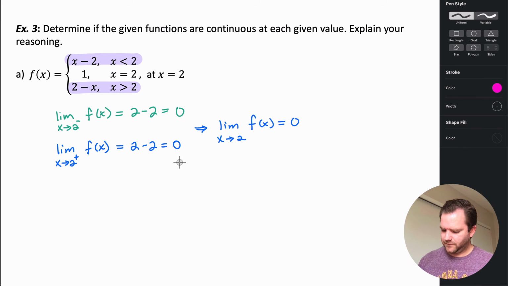But what is f of 2? When x is equal to 2, the y value is 1. Since these two are not equal, this is not continuous.